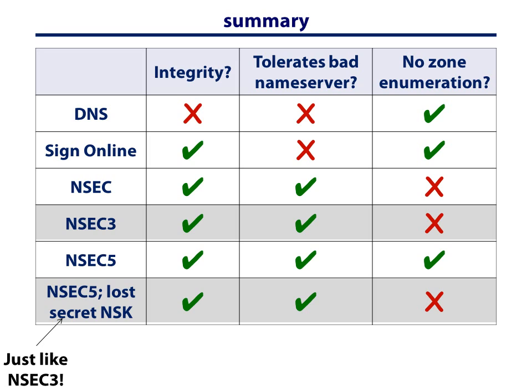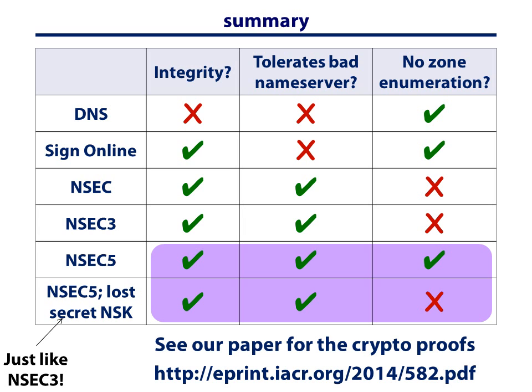On the other hand, in NSEC5, if the name server is attacked and the non-signing key is leaked, the NSK is leaked, all that happens is we have a vulnerability to zone enumeration. We don't have any attacks on integrity. So all of this that I've just talked about is proved in our paper, which you can find here. Some of us are cryptographers, and so there are cryptographic proofs in the paper proving all of these claims.